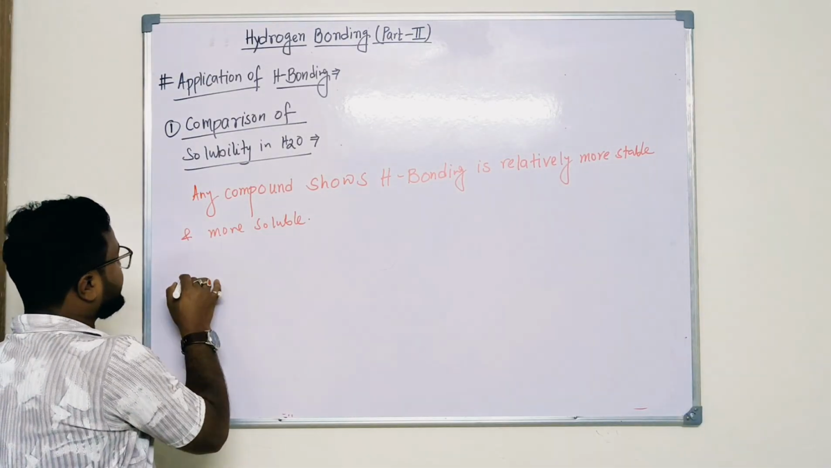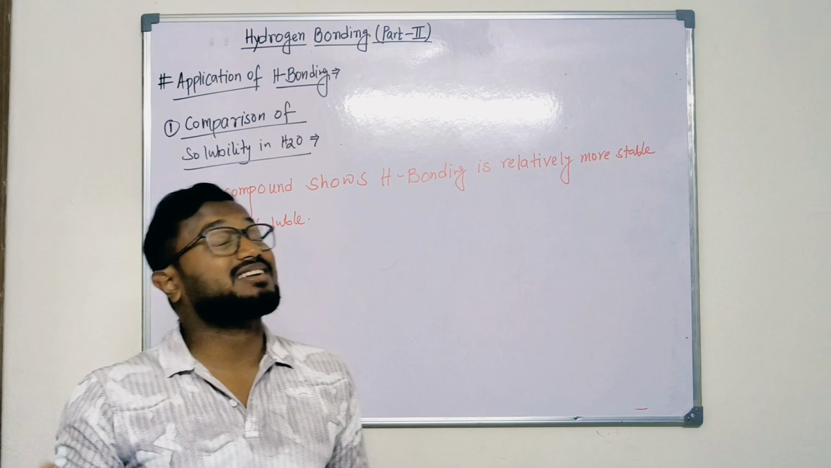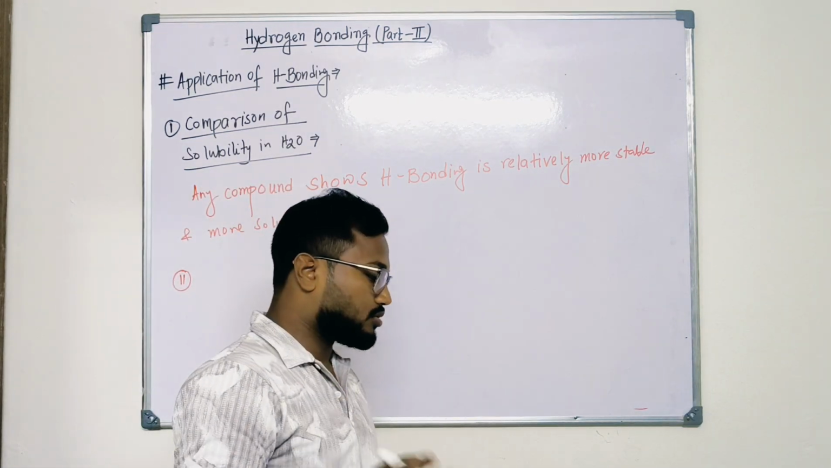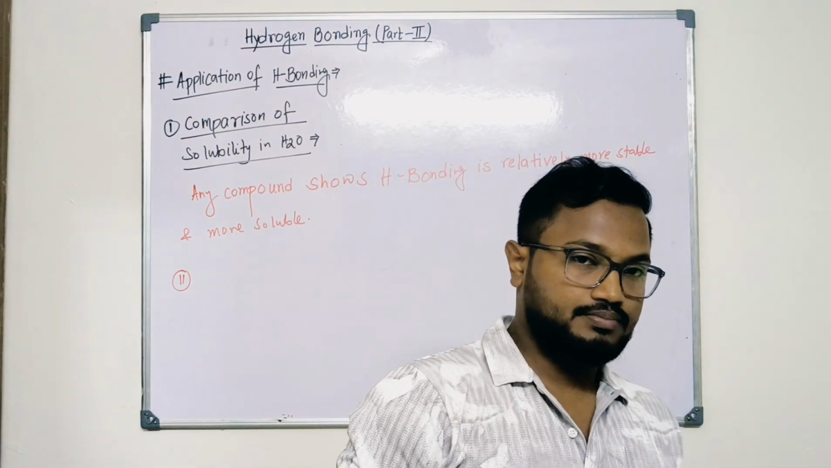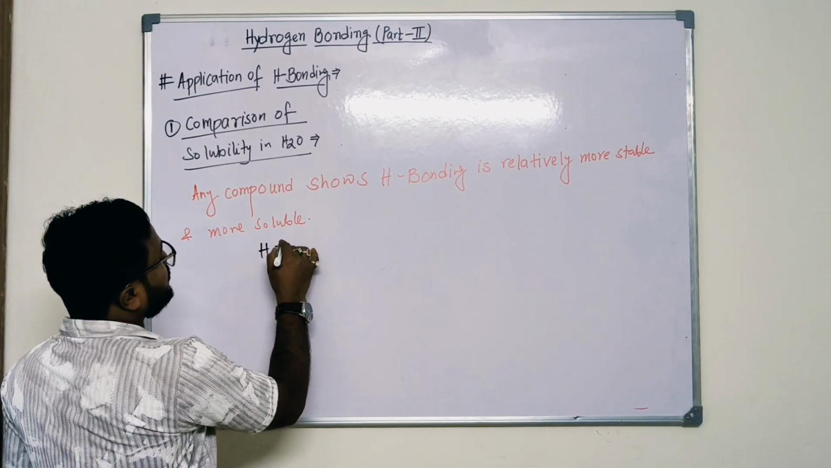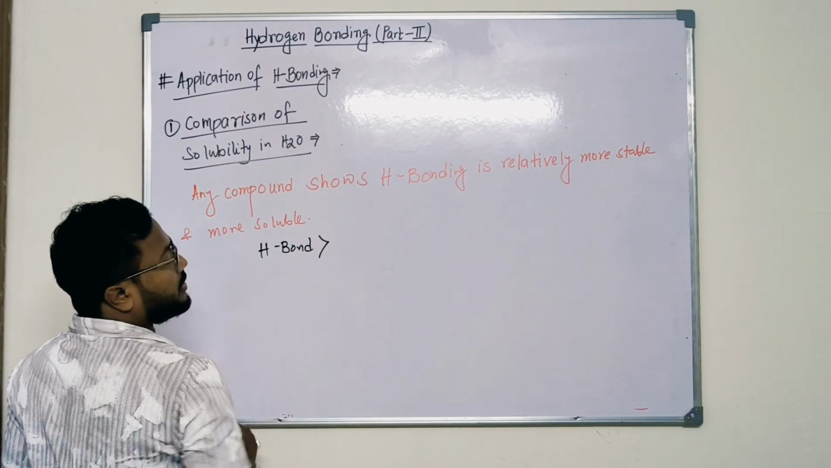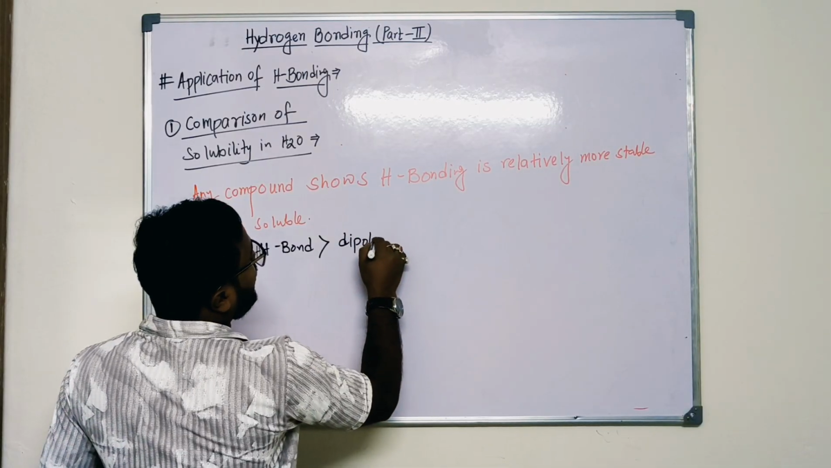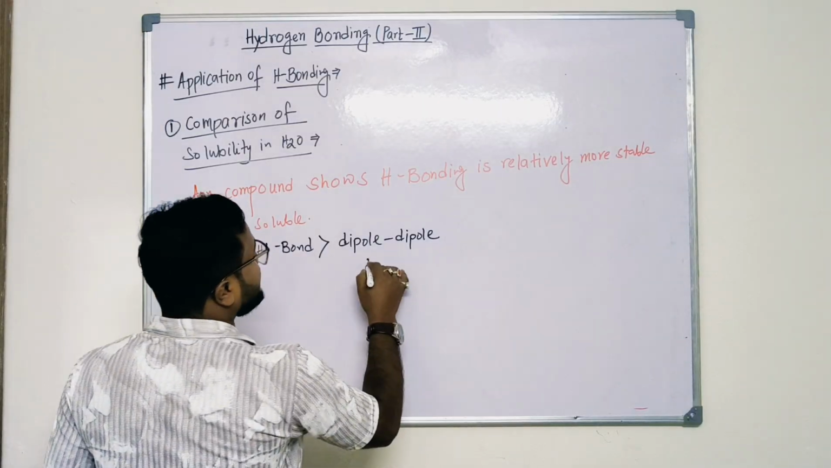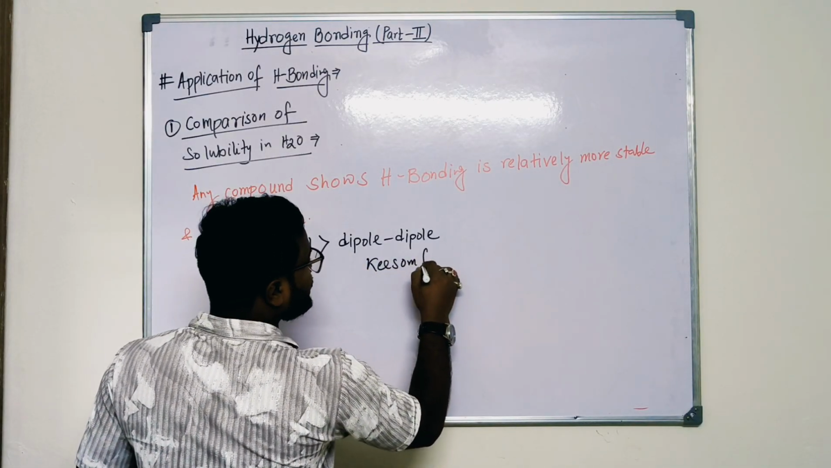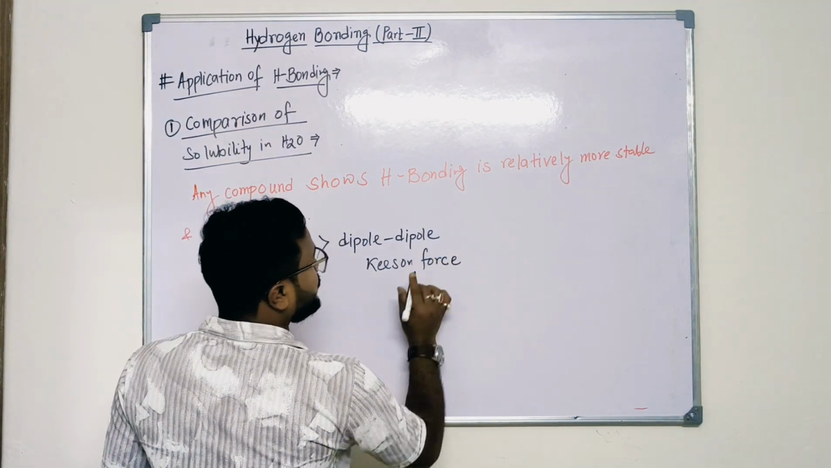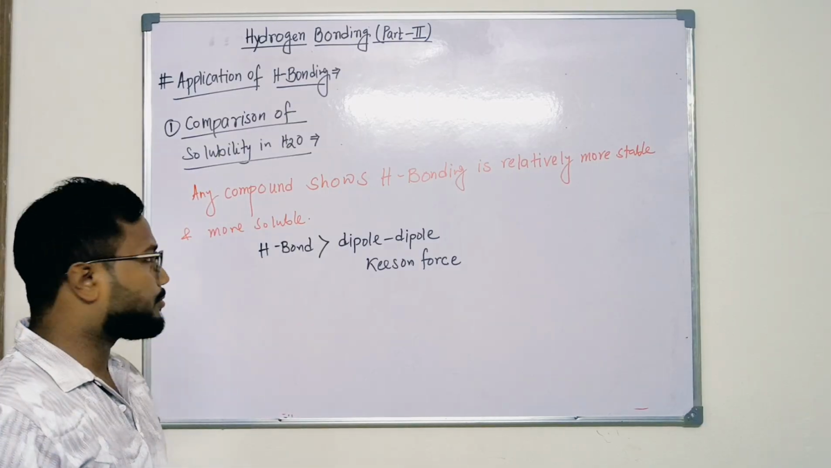The second property of the molecules is that solubility is proportional to the strength of hydrogen bonding. So we can say that hydrogen bond is greater than dipole-dipole interaction force, which is also named as Keesom force. Some people name it as Keeson force. Both names are quite appropriate.